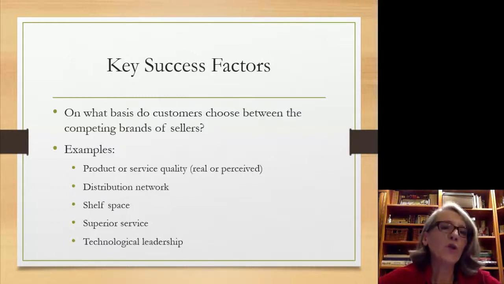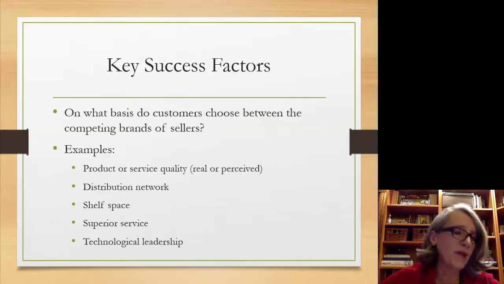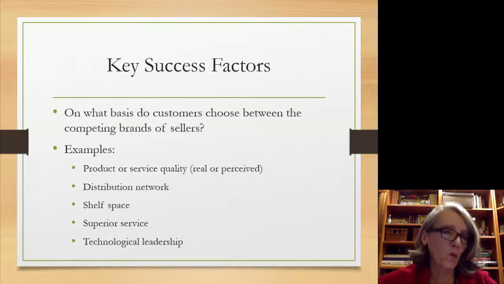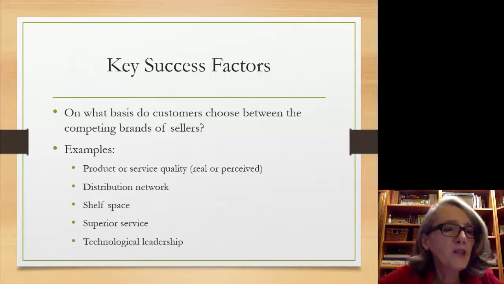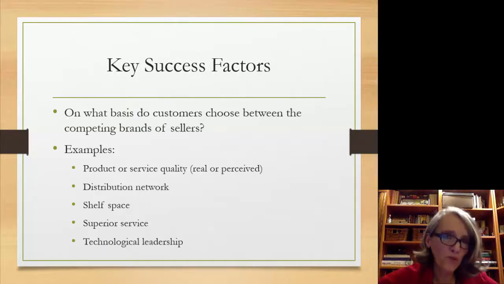What you can conclude from these examples is that key success factors are always related either to the product itself or to the way the product is sold or made available to consumers. For example, product or service quality and technological leadership have to do with the product or service that a company is offering. Whereas the distribution network, shelf space, and superior service are all related to how the product is offered. So key success factors are either characteristics of the product itself or ways in which the product is offered.